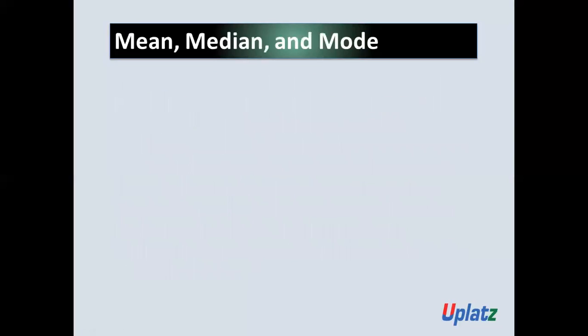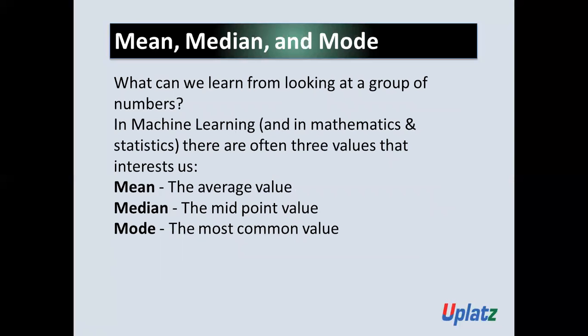Now let's proceed to the next point, that is mean, median, and mode. What can we learn from looking at a group of numbers? In machine learning, mathematics, and statistics, there are often three values that interest us. First one is mean, second one is median, third one is mode. The mean is the average value. The median is the midpoint value. And the third one, mode, is the most common value.